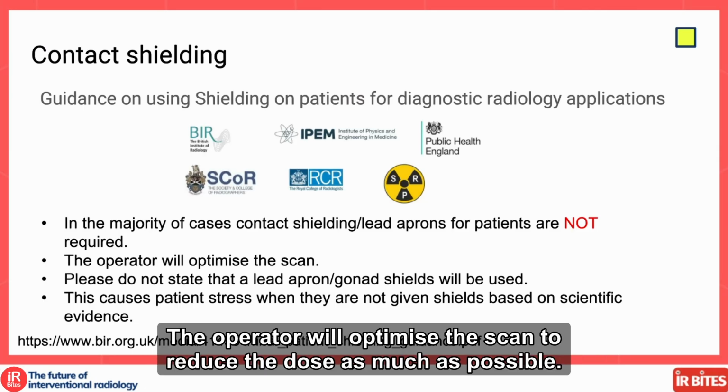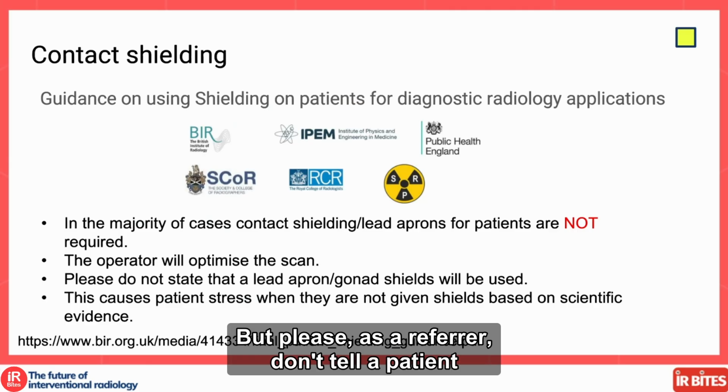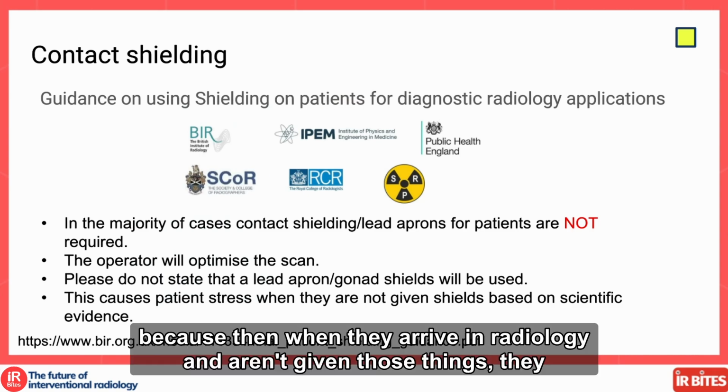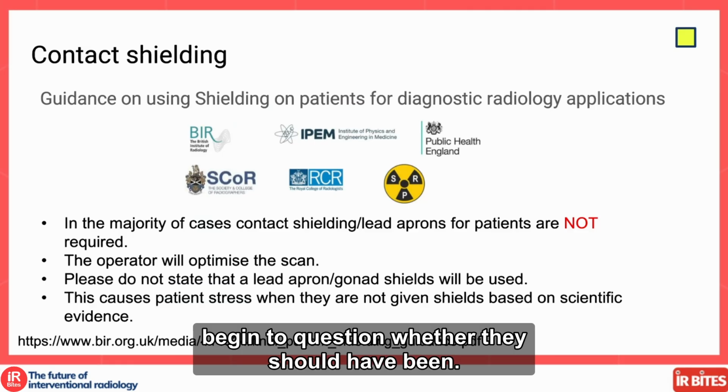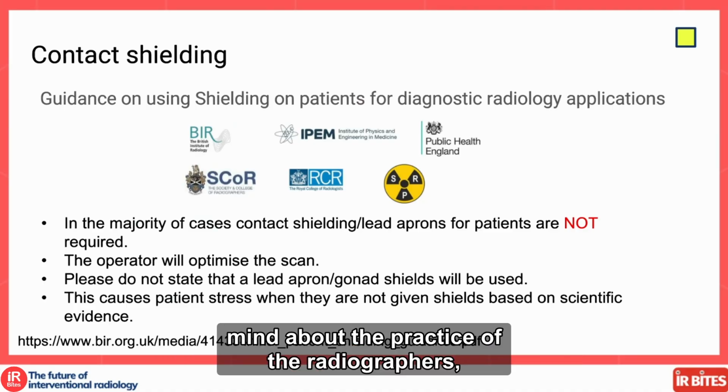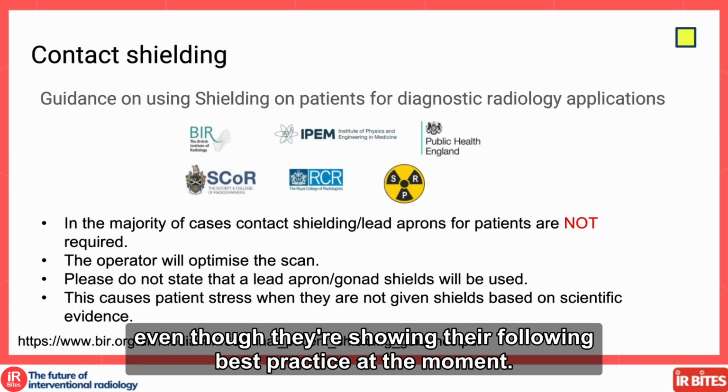The operator will optimize the scan to reduce the dose as much as possible, but please, as a referrer, don't tell a patient that they will get given a lead apron or gonad shields, because then when they arrive in radiology and aren't given those things, they begin to question whether they should have been, and sometimes that puts doubt in their mind about the practice of the radiographers, even though they're following best practice at the moment.